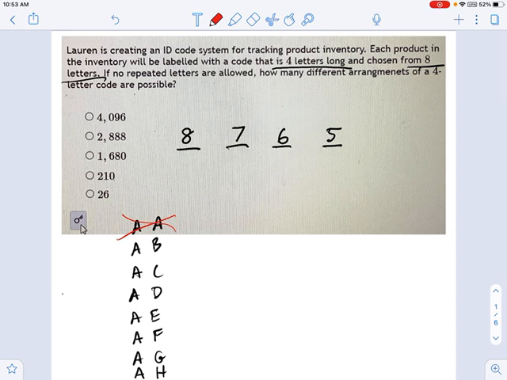And don't forget, the first slot could also be B, C, D, E, F, G, or H. You've got 8 options there. So when you run through all the different options, you're going to have 8 times 7 for just the first 2 slots. And the pattern is going to continue. You're going to have 8 times 7 times 6 times 5. There are a lot of ways you could make a 4-letter code out of 8 letters. You multiply those all together, you're going to get something like 1,680.